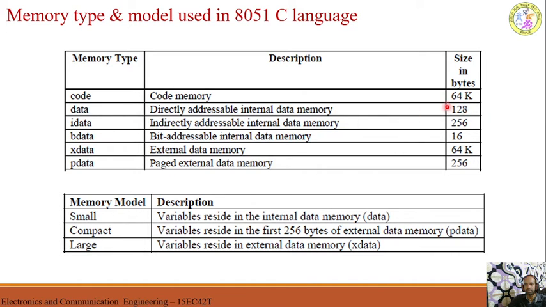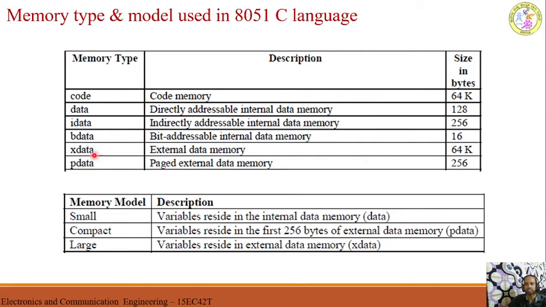Along with the 128 bytes, there is also internal memory of 256 bytes. But it is accessible indirectly by using the register R0 and R1. That is called iData, indirectly accessible data. And then we have BData, bit addressable memory location, which is up to 16 bytes. 16 bytes is reserved as a bit addressable memory.